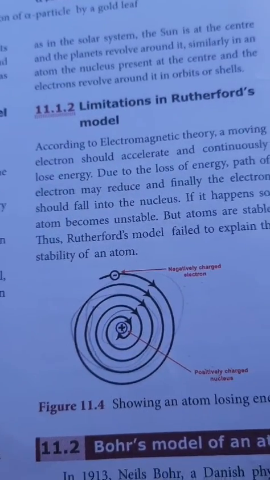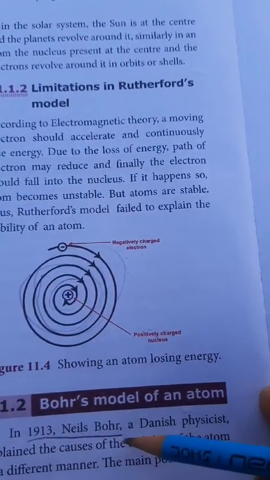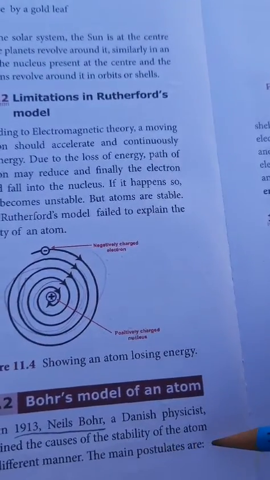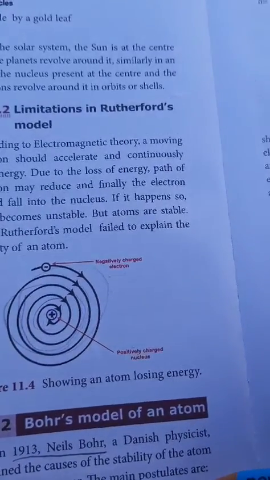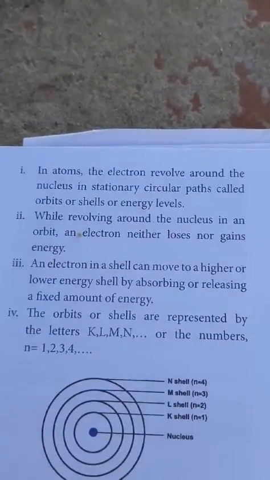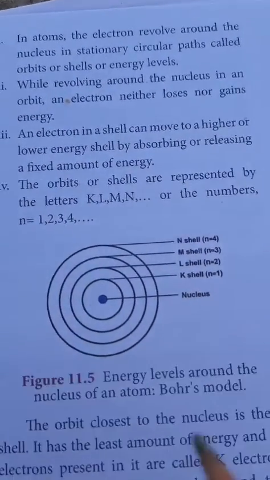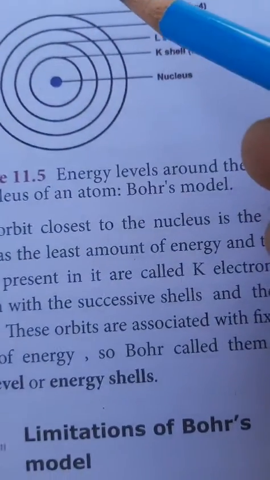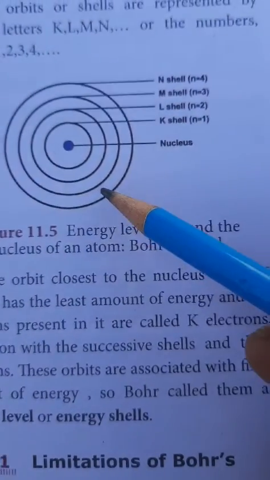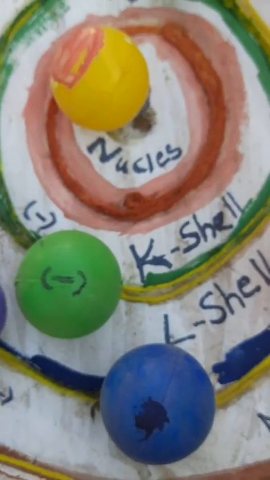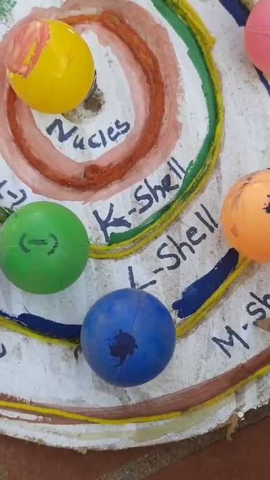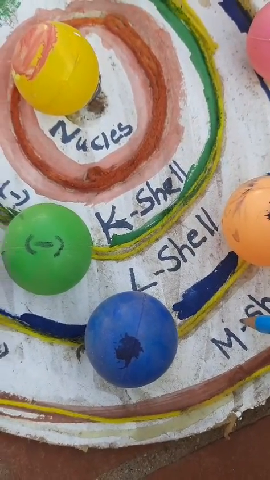Next, Bohr's model of an atom. Niels Bohr, in 1913, explained the stability of atoms. The main postulates: in atoms, electrons revolve around the nucleus in stationary circular paths called orbits or energy shells. There are many shells in atoms: the K shell, L shell and M shell.